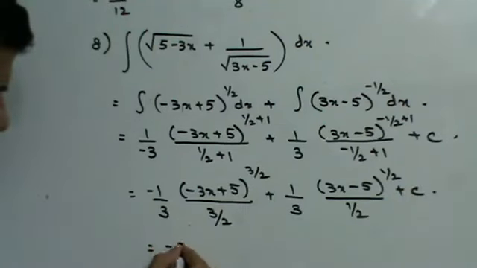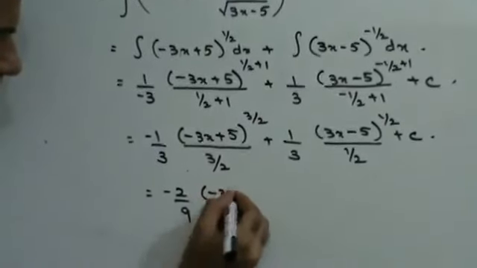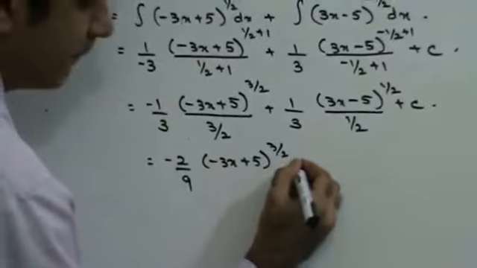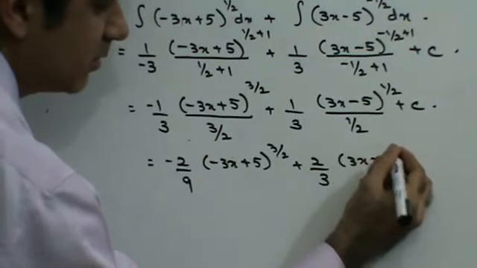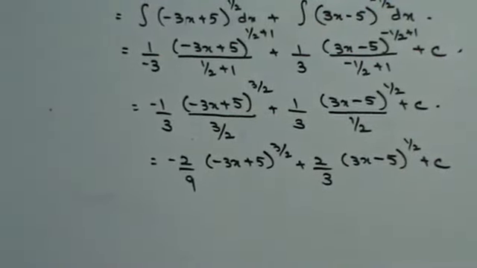So this becomes minus 2 by 9 (minus 3x plus 5) raised to 3 by 2 plus 2 by 3 (3x minus 5) raised to 1 by 2 plus c. So that will be your answer.